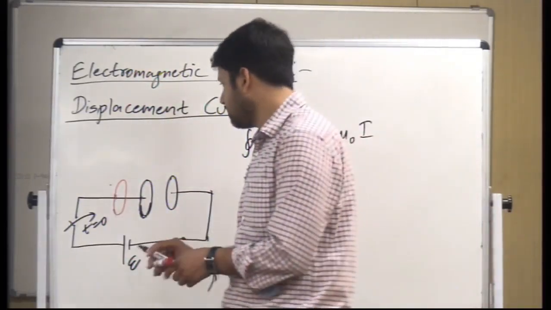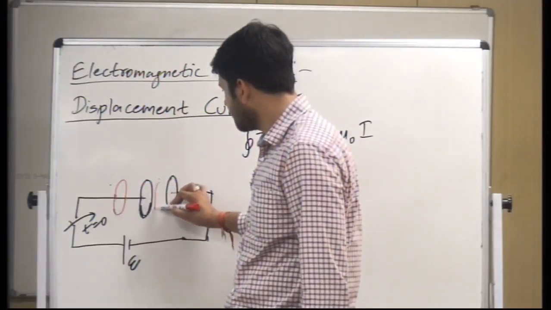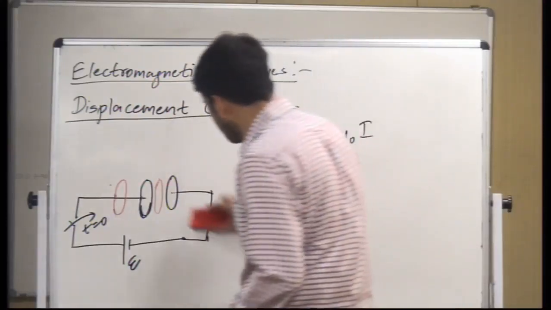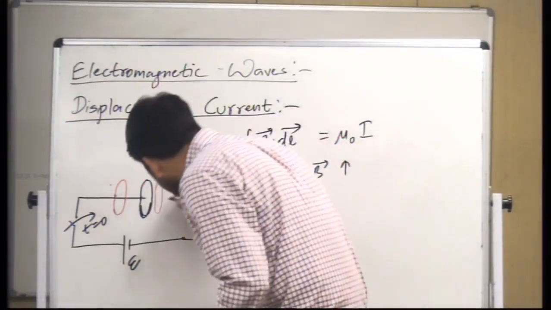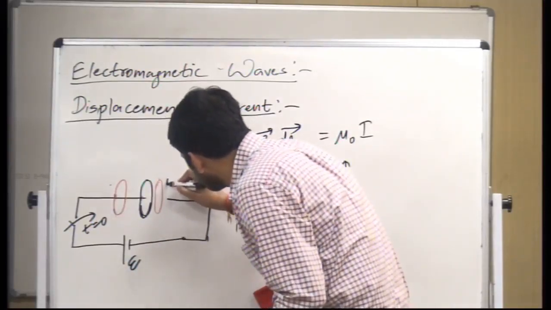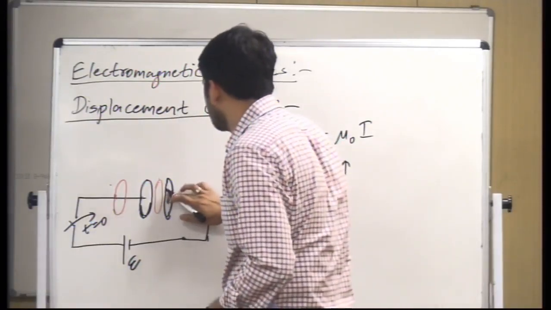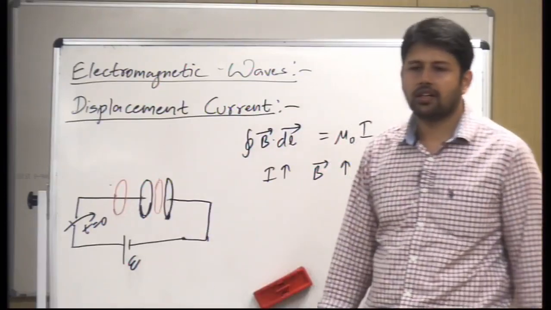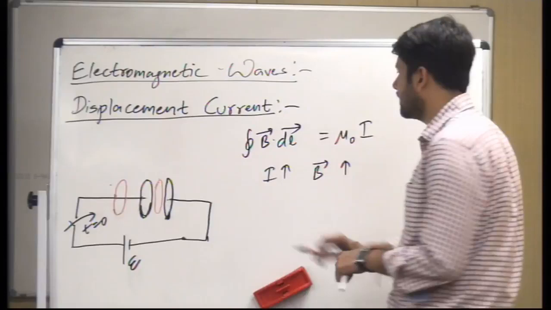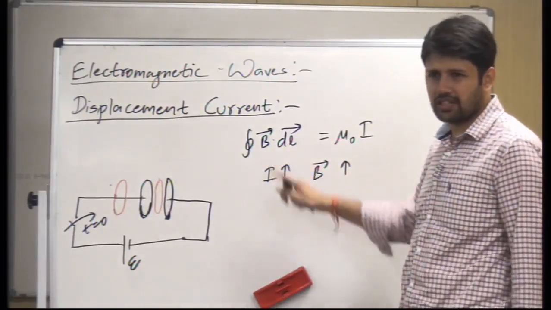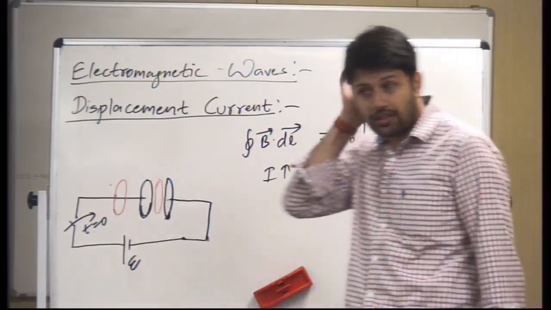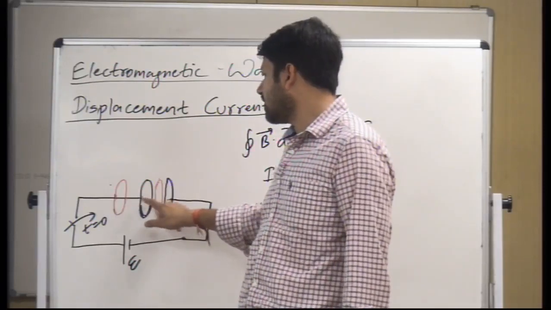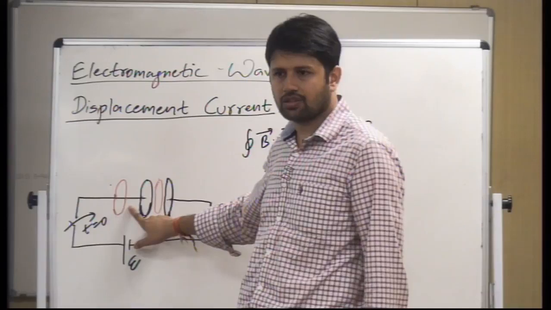I'll draw another Amperian loop, let's say in between the capacitor plates, and of the same size. Now this portion has no current flowing through it, right? So for the second loop, mu naught I is 0, since there is no current, we can say B equals 0. This is while charging. Once the capacitor is fully charged, the current in the wire also becomes 0. While charging, current is flowing through the wire, so B here is non-zero and B here is 0.